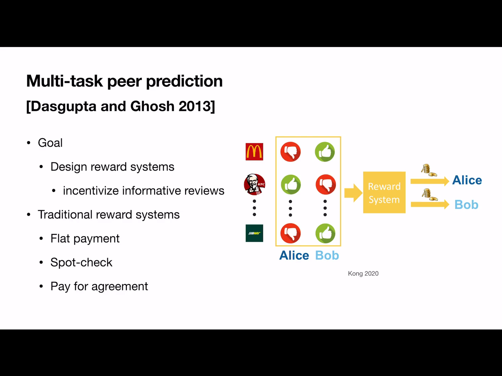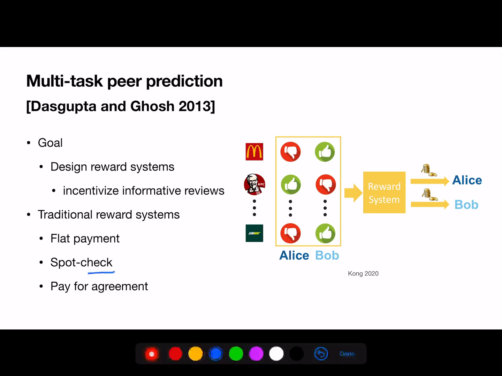For these reward systems, one traditional way to design it is to use flat payment. But the problem is that gives the two agents no incentive to rate these restaurants. Another thing we can do is a spot check: randomly pick a rating task and check whether they tell the truth or not. But it is impossible because they are providing their subjective opinions and there is no way to check it.